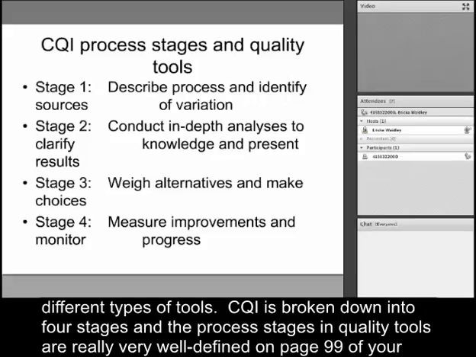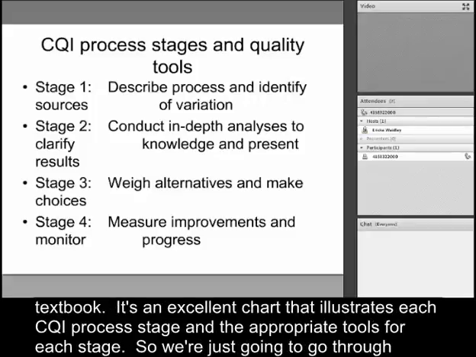CQI is broken down into 4 stages, and the process stages and quality tools are very well defined on page 99 of your textbook. It's an excellent chart that illustrates each CQI process stage and the appropriate tools for each stage. So we're just going to go through some of those right now.